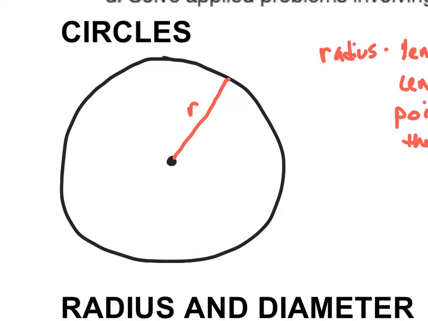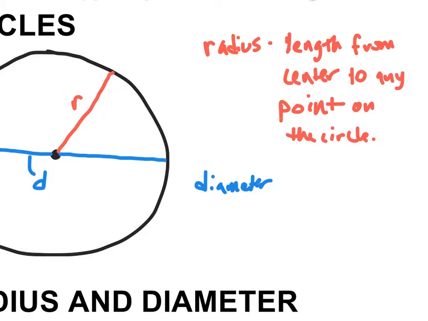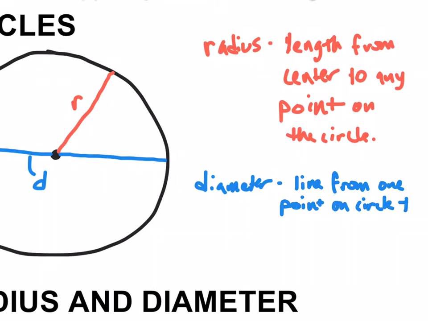What I want to do is draw a line that goes from the center of my circle to the outside, and then it also continues on to the other side. This length I call my diameter, d. And the diameter is a line that goes from one side of the circle to the other. So this is a line from one point on the circle to another that passes through the center.